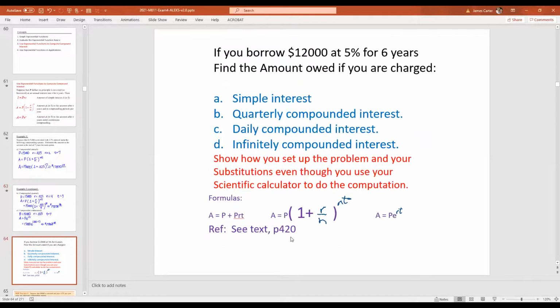If you borrow 12,000 at 5% for 6 years, how much are you owed if you are charged simple, quarterly, daily, and then infinitely? Daily is almost going to be the same as continuous, but it'll be slightly less, maybe a matter of pennies.